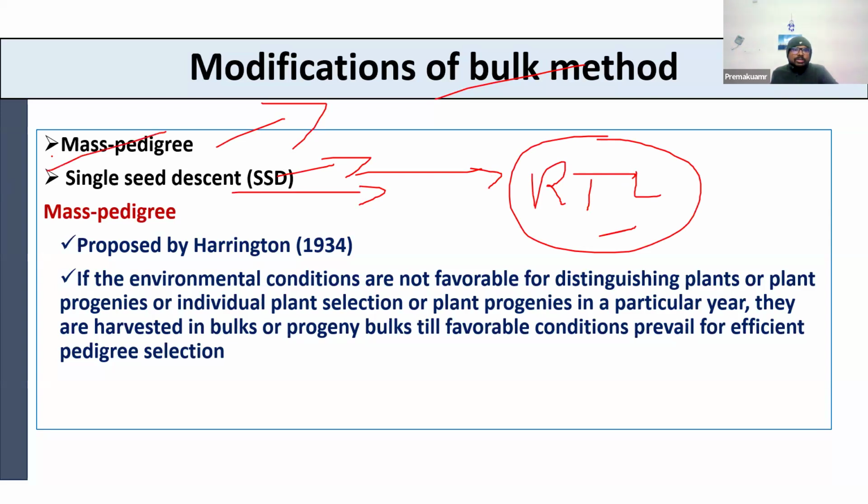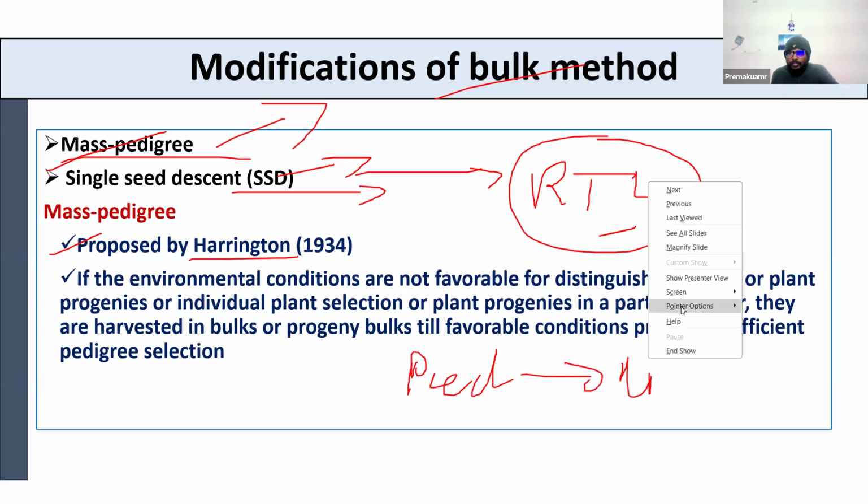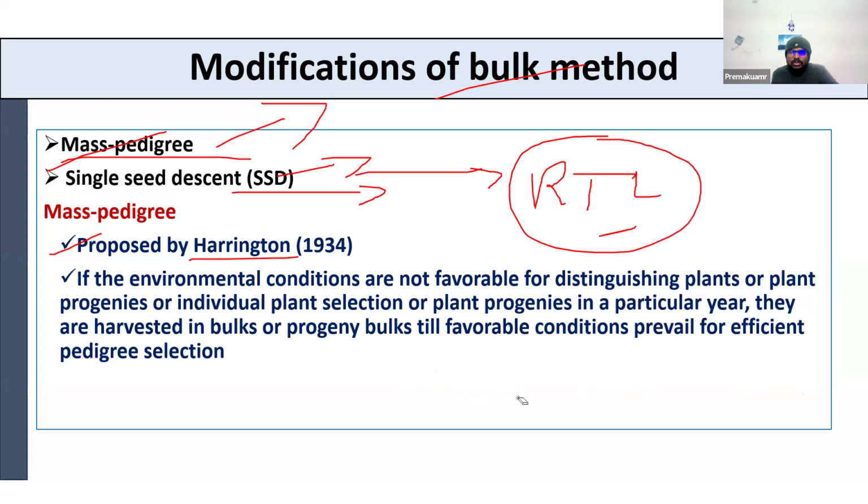Another modification is of the pedigree method, and it's also a modification of bulk, called mass pedigree. It was proposed by Harrington. For example, you are using a pedigree method to develop resistance for some diseases. But in that case, you are not getting any disease because the environmental condition is not favoring development of the disease.